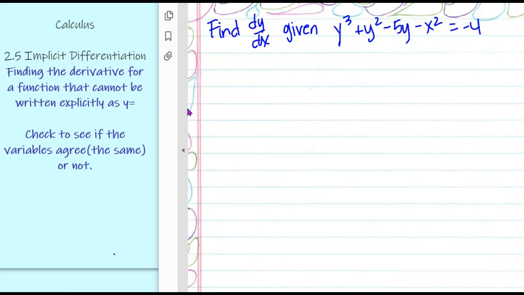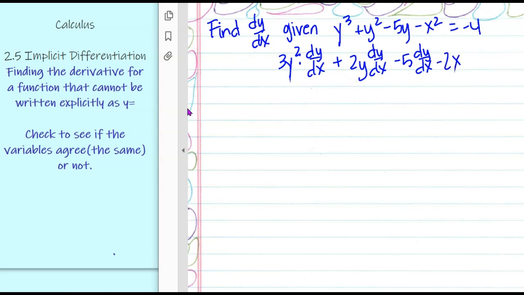So here we go. Derivative of y cubed is 3y squared times the derivative of y with respect to x. The derivative of y squared is 2y dy dx. Derivative of -5y is -5 dy dx. Negative x squared is -2x. I'm going to write dx dx because we're still beginning here. And the derivative of -4 is 0. So we've taken the derivative of everything.